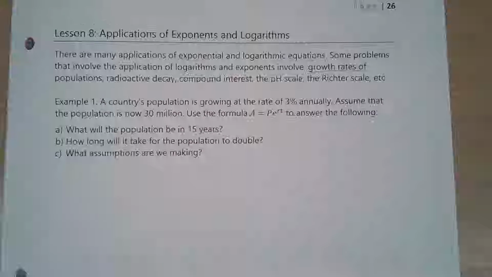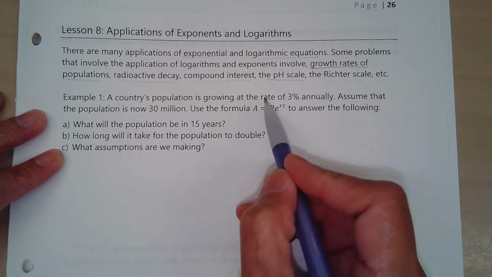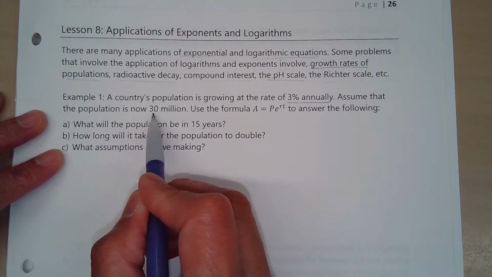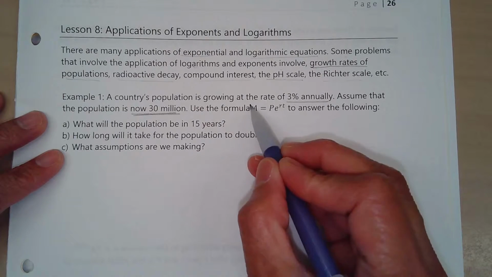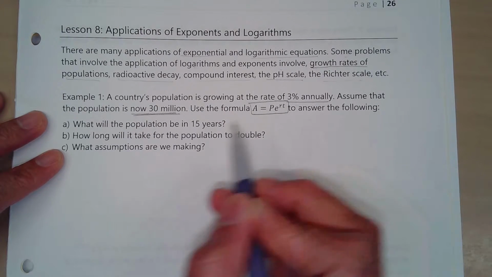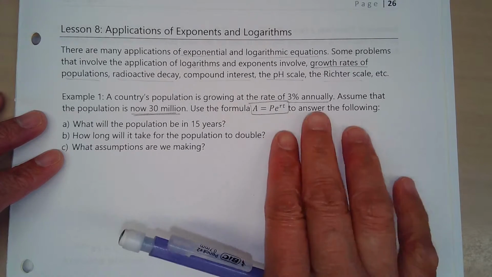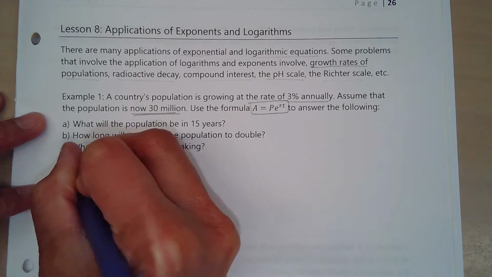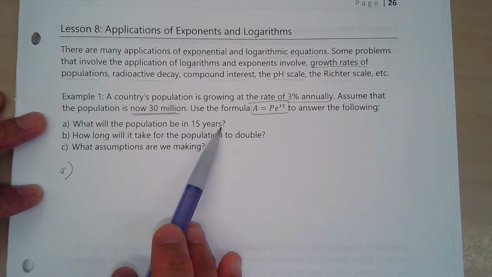Those are just some of the ways that logarithm and exponential equations are used. So let's take a look at example number 1. A country's population is growing at the rate of 3% annually. Assume that the population now is 30 million. Use the growth formula here to answer the following. On the test, you're going to be given a formula. On the exam, you're going to be given a formula. Okay? So that's going to be a given.